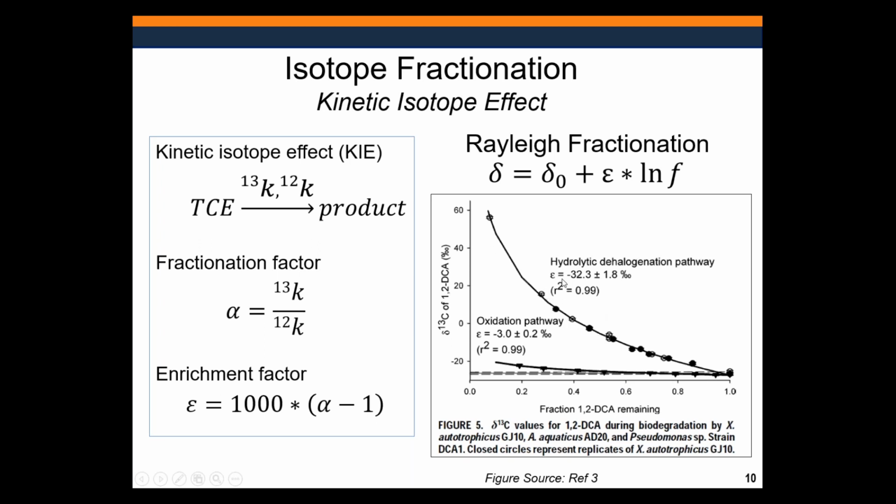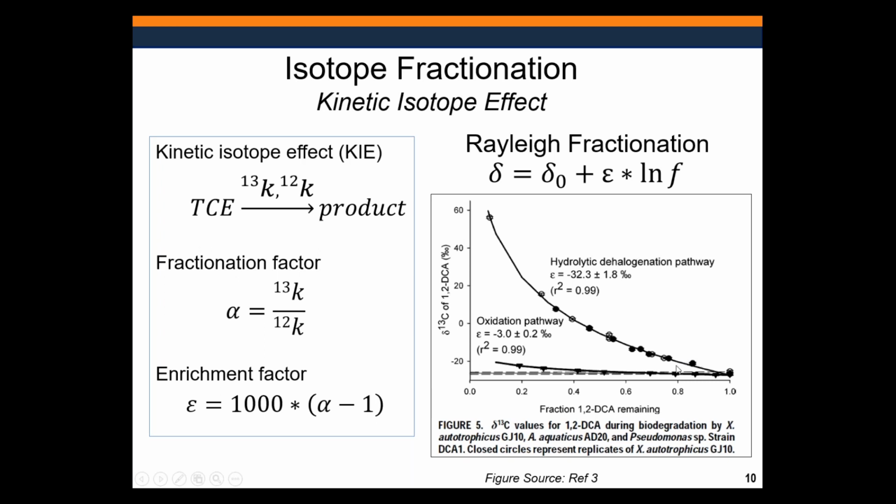Now, if we model this with the Rayleigh fractionation equation, and if this was actually a natural log plot, this would be linear, the slope of this line is this fractionation, or I'm sorry, enrichment factor, or epsilon value. So what you see here is a very strong enrichment, and the more negative this number is, the stronger that enrichment is. If you see an epsilon of -30 per mil, that's a very, very significant enrichment of isotopes as biodegradation occurs.